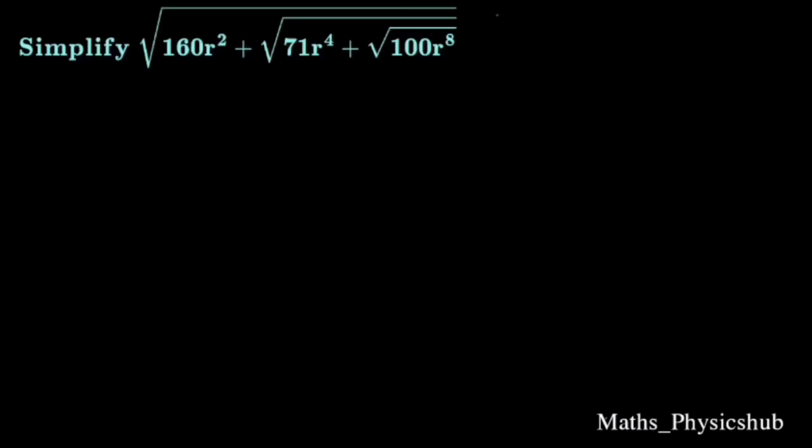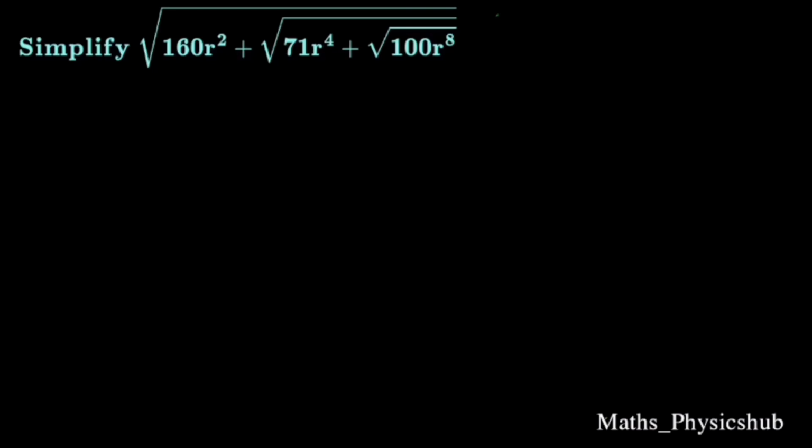Simplify square root of 160r power 2, plus square root of 71r power 4, plus square root of 100r power 8. One might get frightened by mere sighting of this question. It is simple if we stick to the principles. Let's go ahead and solve.